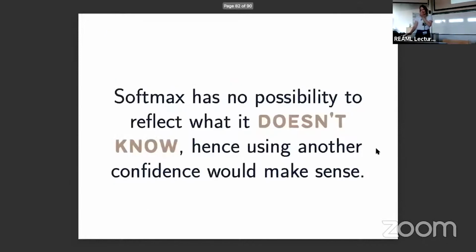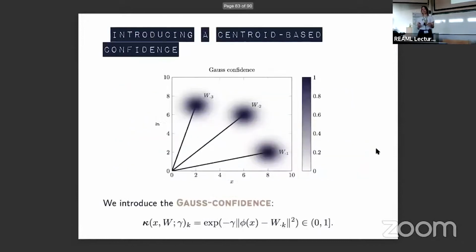So this is a problem, and softmax has no possibility to reflect what it doesn't know. This is a bit of an issue. So using another confidence would make sense. And if we already have this relationship of nearest centroid classification, why would we not use this for a confidence? So what we propose is, for example, an RBF kernel-like confidence measure. Only those values which land in the penultimate layer space close to one of the centroids are confidently assigned to the corresponding class, and everything which is outside is not confidently assigned to any class, so it's supposed to be an outlier.